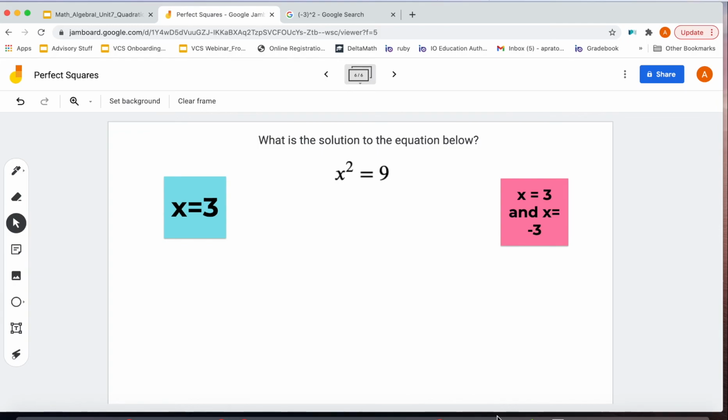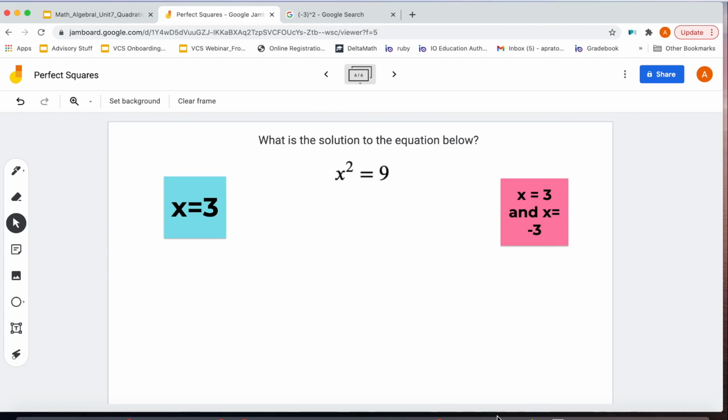We are used to only thinking of positive perfect squares. Now that we're in Algebra 1, we're also thinking about that negative square root as well. Okay, so negative 3 squared also gives me 9. So every time you're solving an equation like this, you're going to have two answers. The positive value that gets squared and the negative value that gets squared.